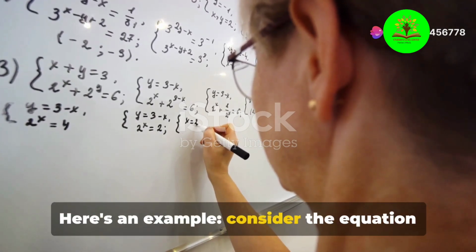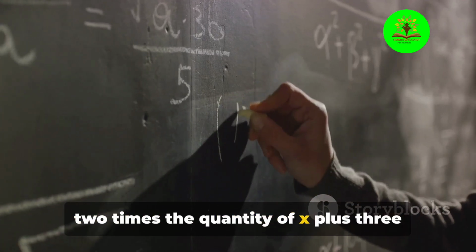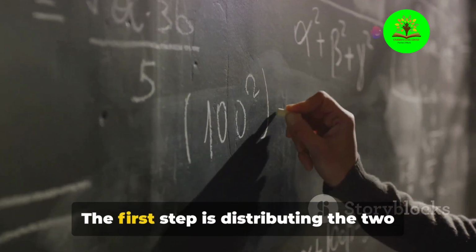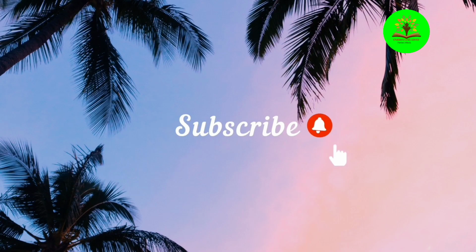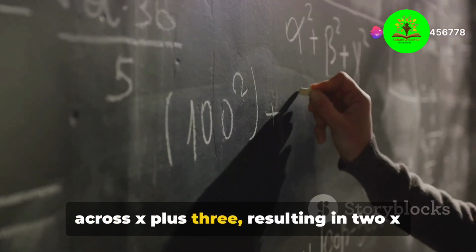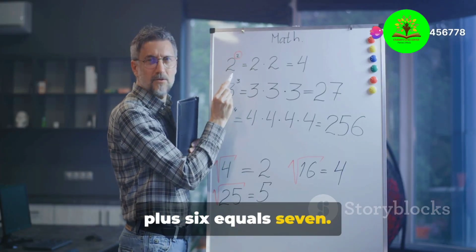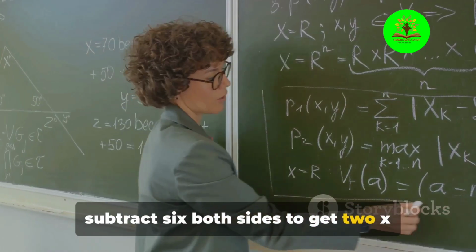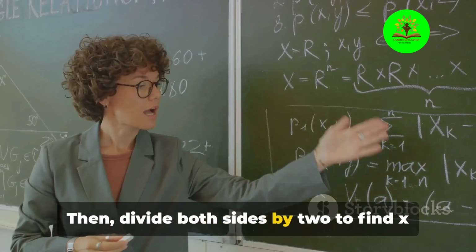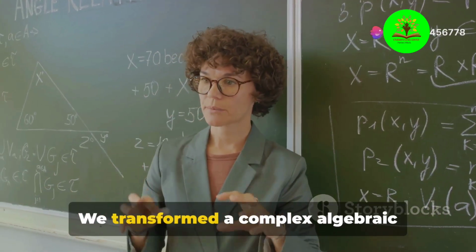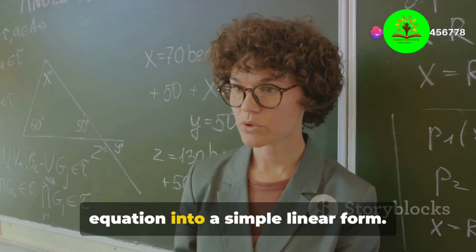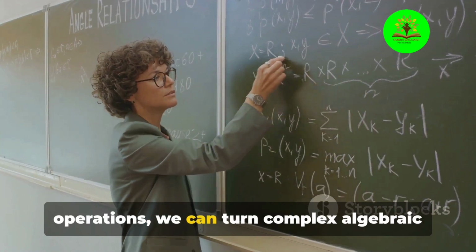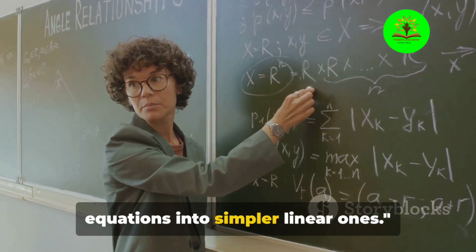Here's an example. Consider the equation 2 times the quantity x plus 3 equals 7. It looks complex but can be simplified. The first step is distributing the 2 across x plus 3, resulting in 2x plus 6 equals 7. Now it's a linear equation. To solve, subtract 6 from both sides to get 2x equals 1. Then divide both sides by 2 to find x equals a half. We transformed a complex algebraic equation into a simple linear form. So, by applying a few mathematical operations, we can turn complex algebraic equations into simpler linear ones.